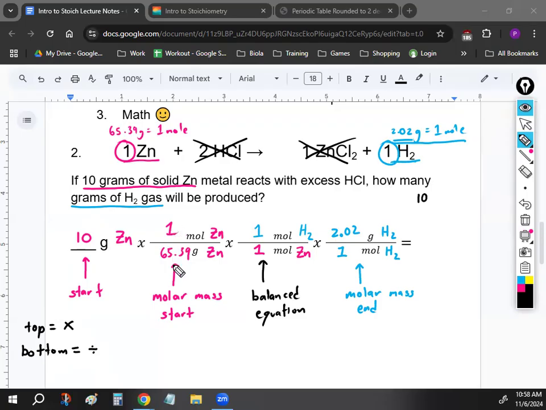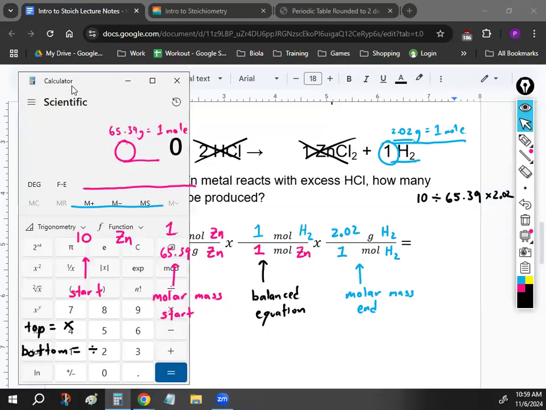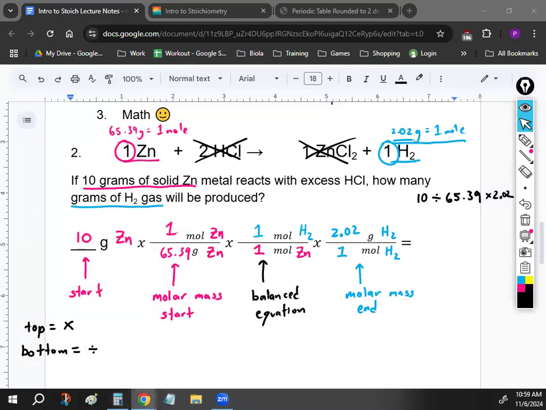So you can ignore the 1. There's a 65.39 on the bottom. So on your calculator, you're going to punch in 10 divided by 65.39 because it's on the bottom. That's the first fraction. Second fraction, there's a 1 on the top and the bottom, but we can ignore that because if you multiply or divide by 1, you get the same number. And then the last fraction, we have 2.02 on the top. So we're going to multiply that by 2.02, and that will give you your final answer. Okay, so plug that into your calculator. Let's see if you guys get the right answer. Do a little calculator practice. And I'll give you guys the answer in just a second.